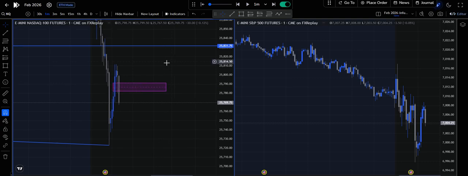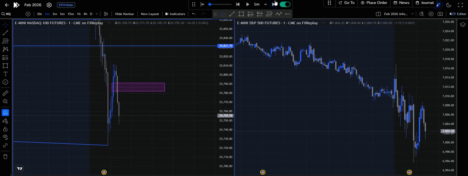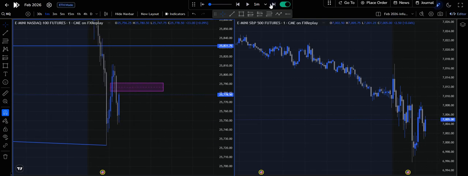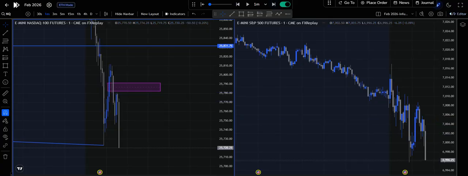Disrespecting internal fair value gap. Last range is this area. See if, okay, that's a tap. Coming back up. Get one more strong displacement to the upside. I'll take, okay, well, did not get that. I'll take a short position here.